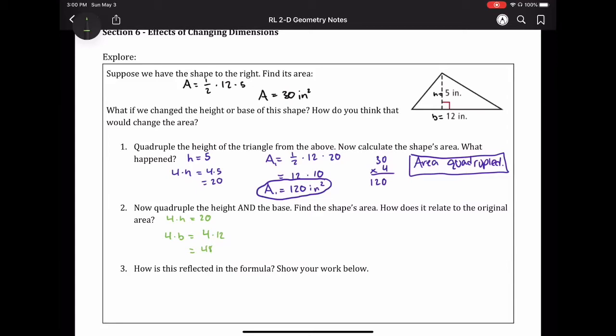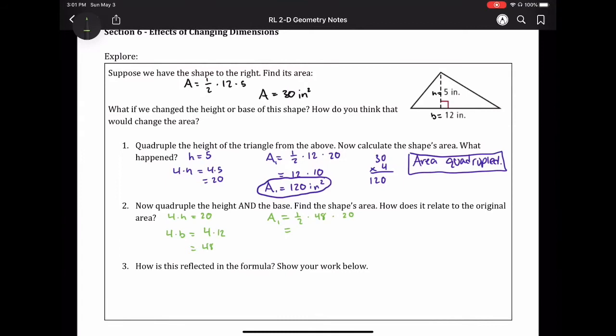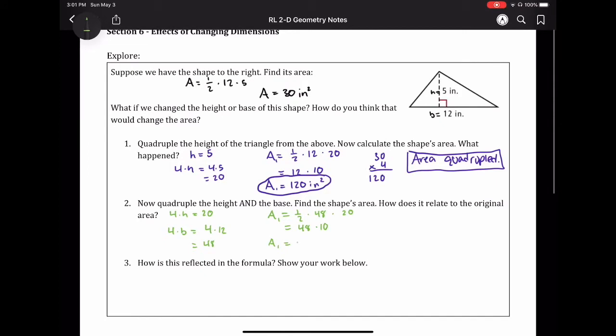All right, so now if I put those in my formula, my new area is equal to 1/2 times my base, which is now 4 times 12, which we simplify to 48, times 4 times the height, which we simplify to 20. And I'm going to do that same trick again where 20 divided by 2 is equal to 10. So I now have 48 times 10. So my new area is equal to 480 inches squared.